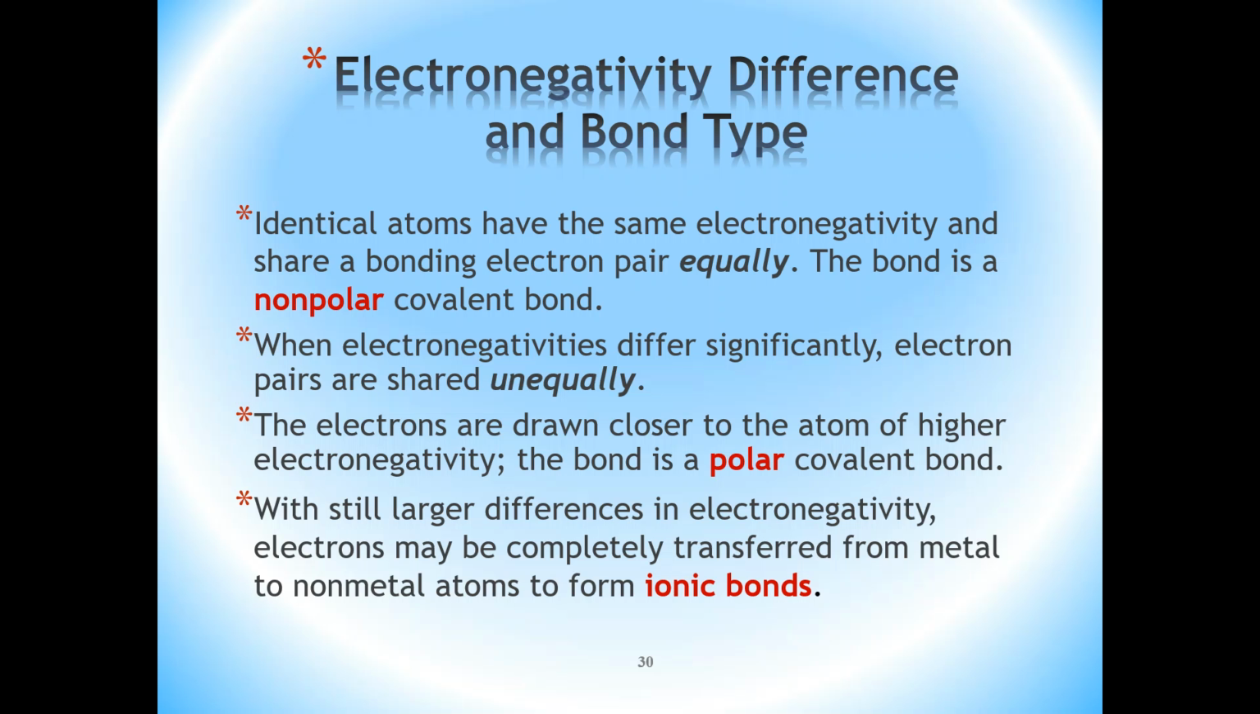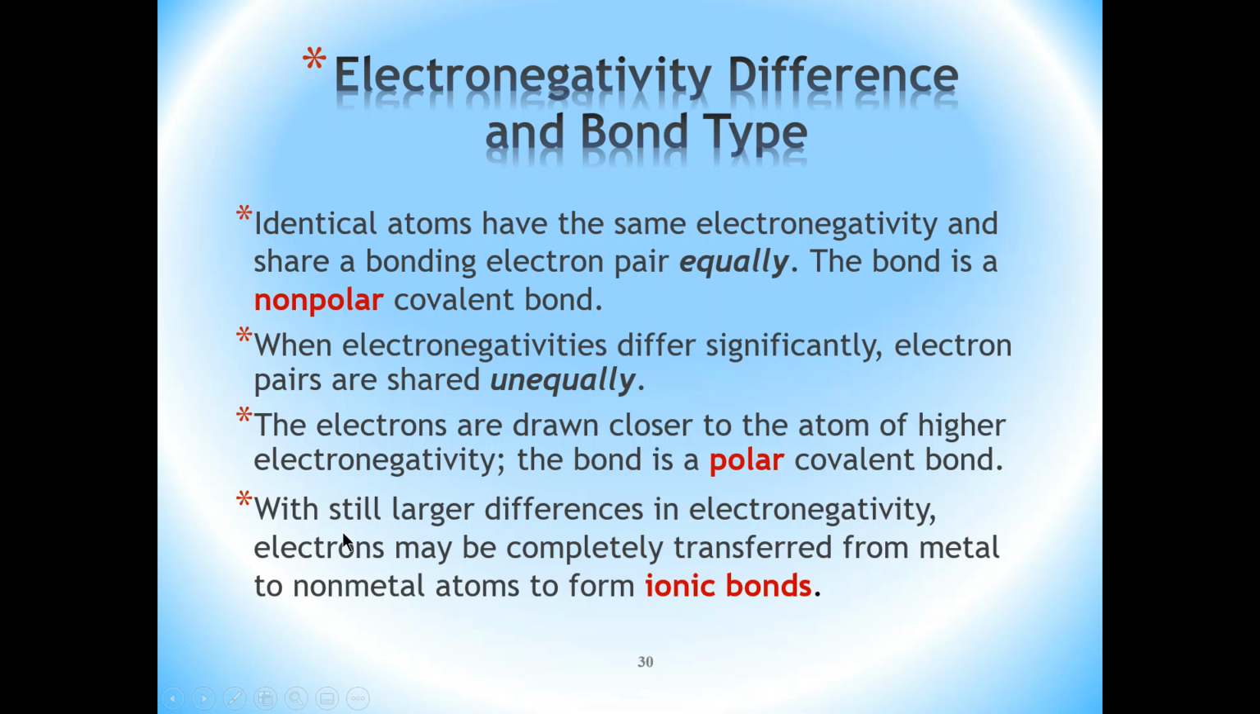Now, if you have the same situation, but they're different atoms, and the electronegativities differ significantly, then the electron pairs will not be shared equally. In that case, the electrons will be drawn closer to the atom that has a greater electronegativity. And therefore, this bond is said to be a polar covalent bond.